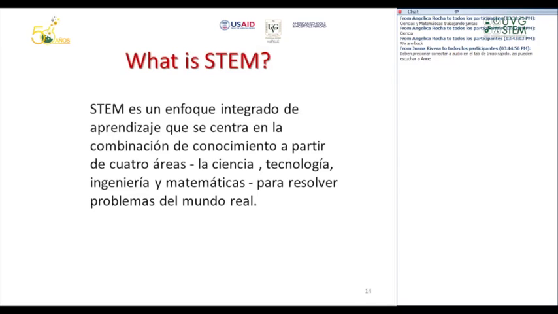I want you to think of middle and high school education here now, okay? In elementary, it looks a little different. But in middle and high school, STEM is an integrated approach to learning, and it focuses on combining knowledge from four areas: science, technology, engineering, and math to solve real-world problems. So that probably is the best definition of STEM. And the key word is integrated. These subjects are deliberately put together so that students realize, hey, we're using math and science together. They're not in separate classrooms all the time. They're not two entirely separate things. No. We work together with those to solve problems.